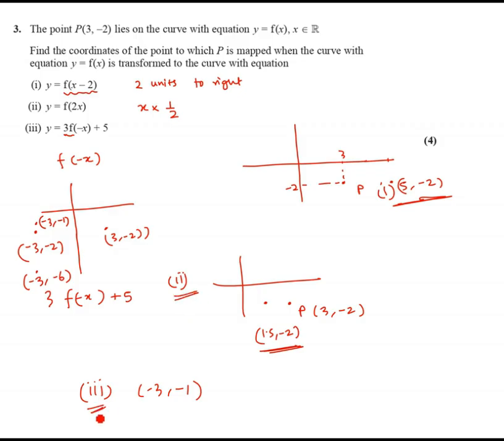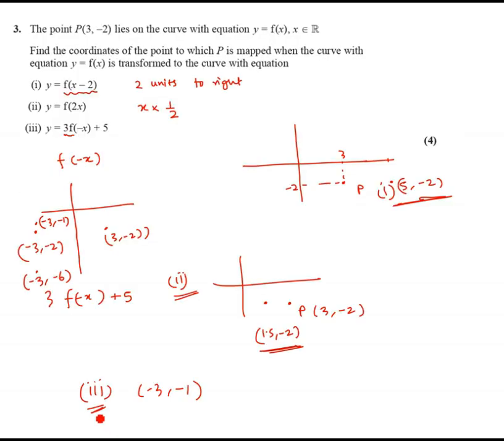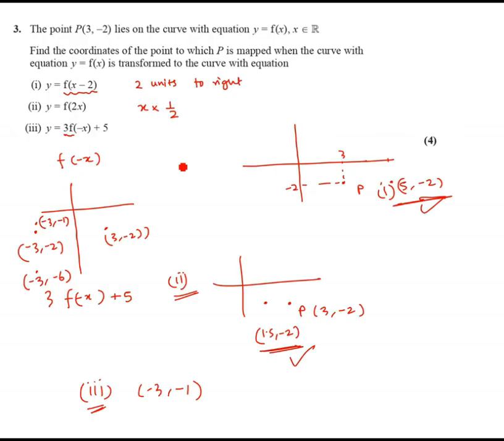So let's have a look at the answers. 5 comma minus 2, and then 1.5 comma minus 2, that's correct. This is correct. And the last one is minus 3 comma minus 1. So all are correct.